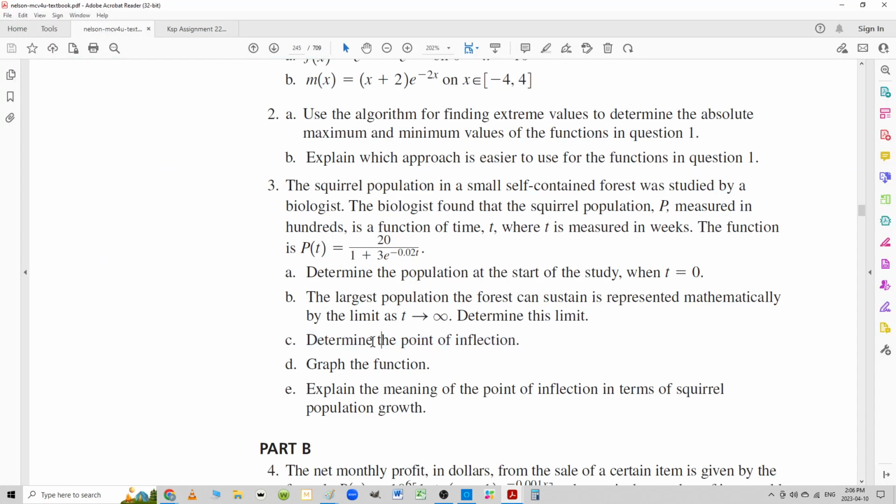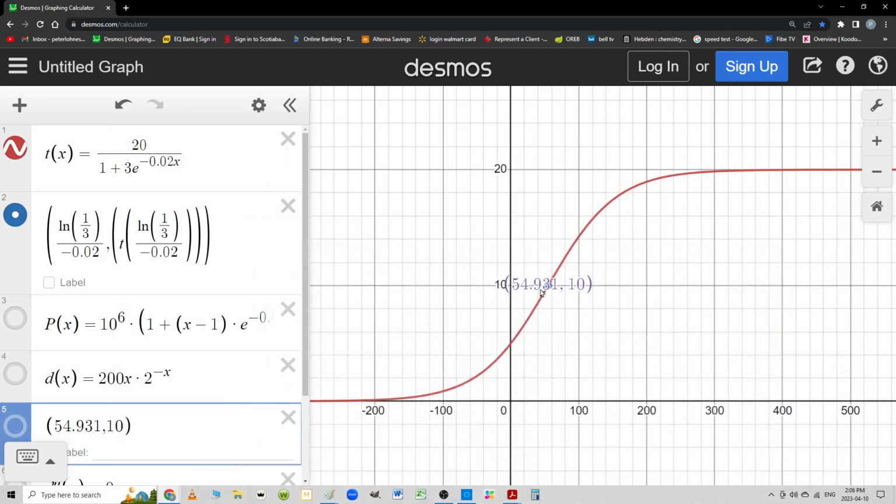Anyway, so we've determined the point of inflection, and if we were to explain the point of inflection, it means that that's the fastest period of squirrel growth, and it's going to slow down after that. So you can even see it from the graph. Squirrel growth growing up, faster, faster, faster, slowing down, slowing down, slowing down. So that's always point of inflections. When does the graph start to curve the other way?